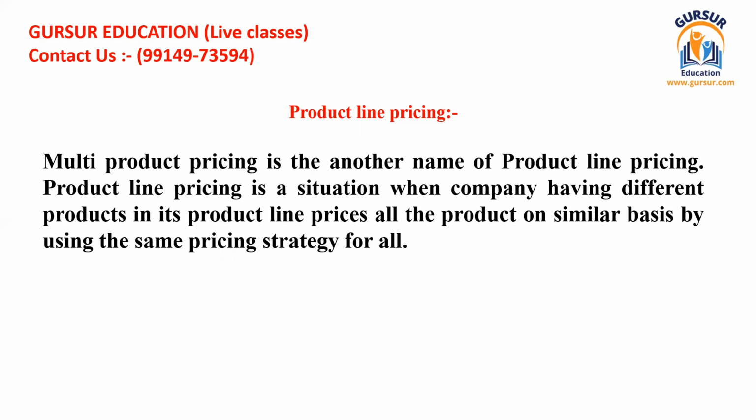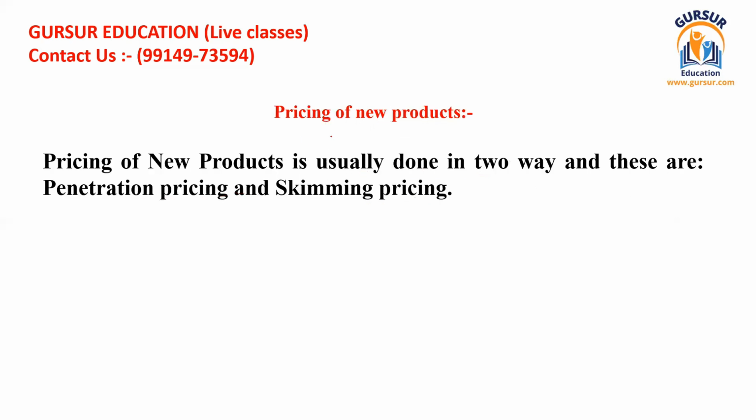Multiple product pricing is another way of saying product line pricing. Product line pricing is a situation when a company having different products in its product line prices all the products on a similar basis, using the same pricing strategy for all. When you adopt the same pricing strategy for all the products covered under your product line, this is known as product line pricing. The next one is pricing of new product.